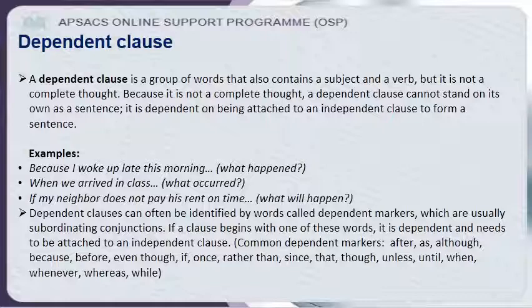We don't know. Again, it is incomplete meaning. If my neighbor does not pay his rent on time, what will happen? Again, we don't know. Not conveying a complete thought. So, dependent clauses can often be identified by words called dependent markers, which are usually subordinating conjunctions.